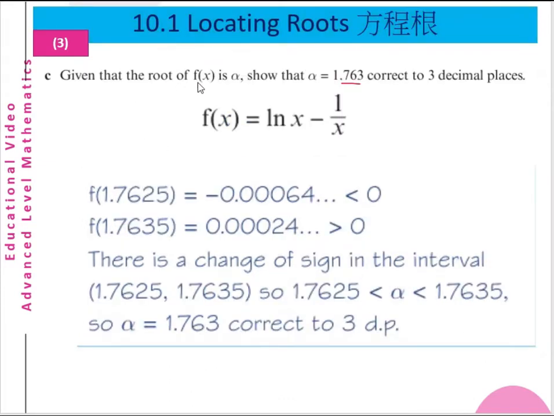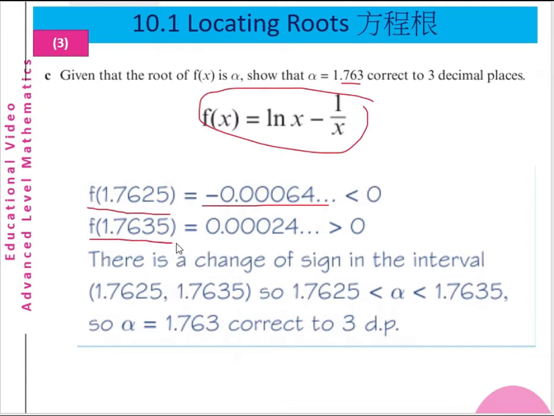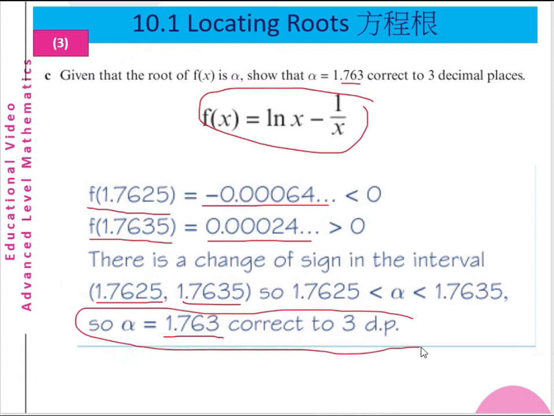Given that the root of f(x) is alpha, alpha equals 1.763, correct to 3 decimal places. This function has a root. We substitute f(1.7625) and get a negative value, and f(1.7635), we get a positive value. So there is a root between these two values, and in these two values, we get the 3 decimal places 1.763. We prove that alpha is equal to 1.763 correct to 3 decimal places.